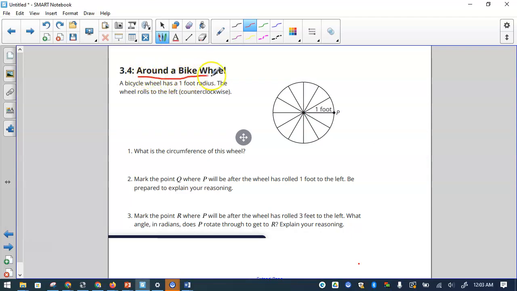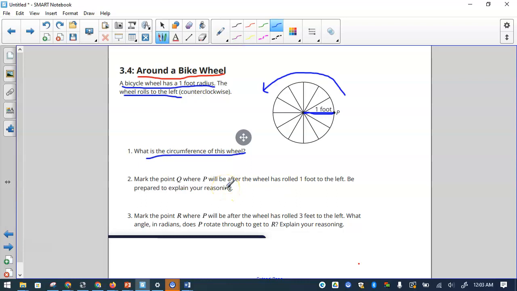Okay, around a bike wheel. What this says is a bicycle wheel has a 1 foot radius. So there it is, this is 1 foot. This is the wheel of a bicycle. The wheel rolls to the left, which means it goes like this, to the left this way. What is the circumference of the wheel?